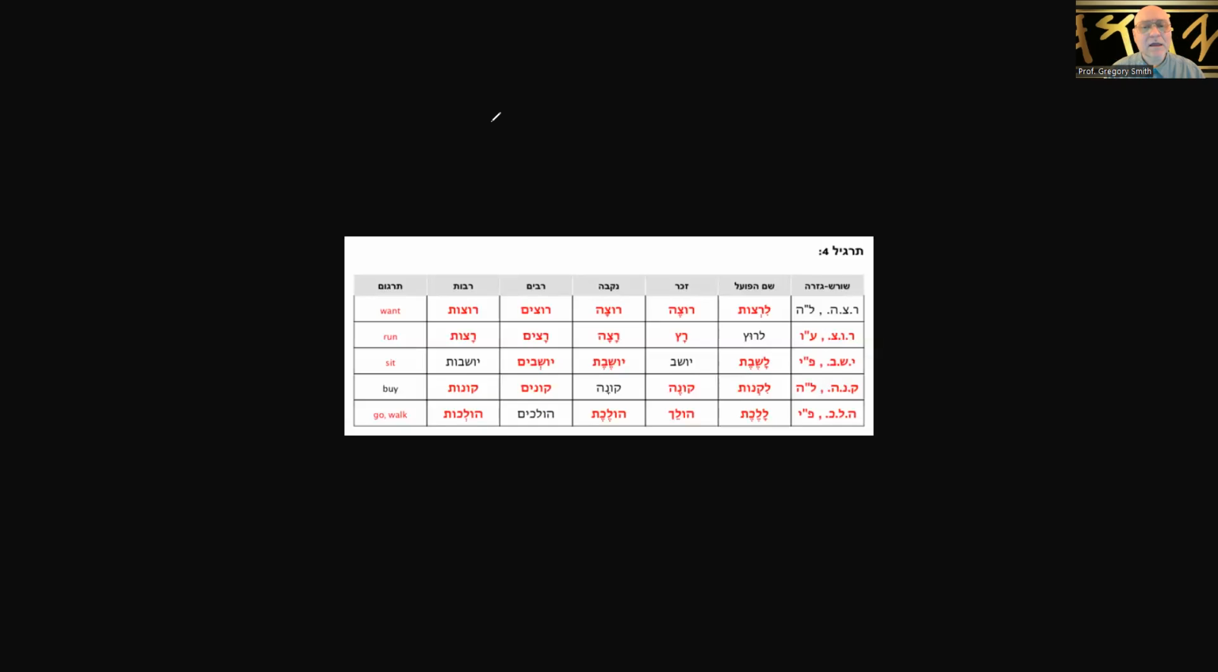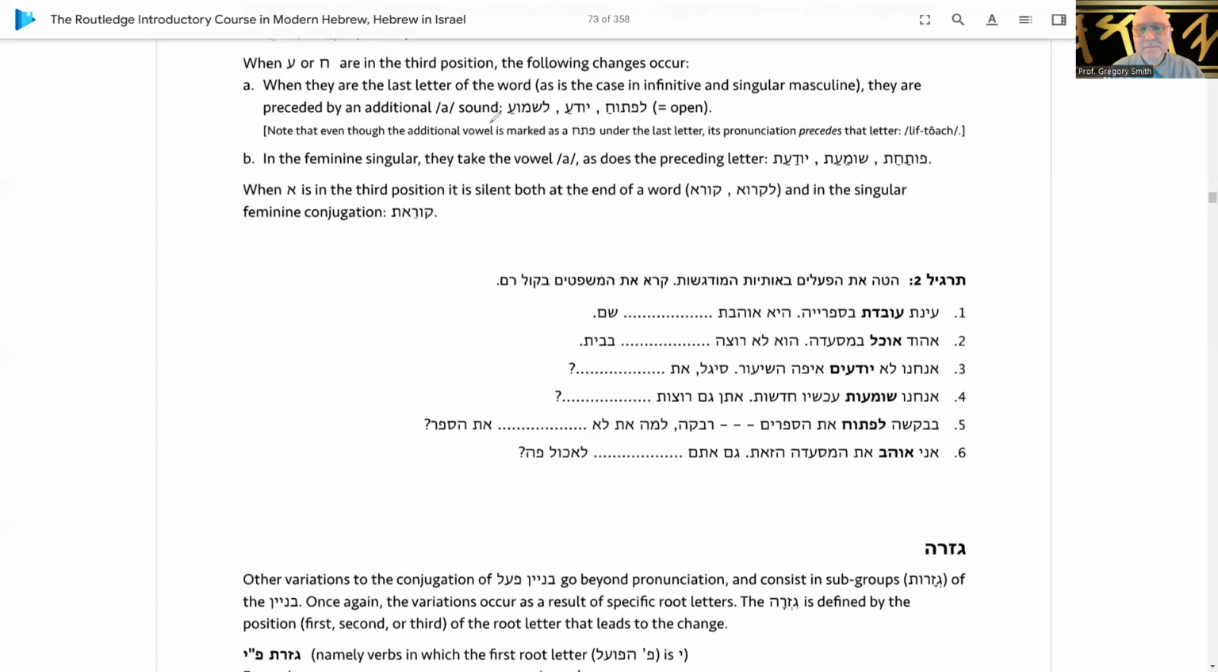רבקה, למה את לא פותחת את הספר? Yeah, פותחת. רבקה, למה את לא פותחת את הספר? את הספר. Okay, all right. So why don't you open the book? All right. That one I didn't quite get correctly there. All right, let's see if I can have better luck with this one here.